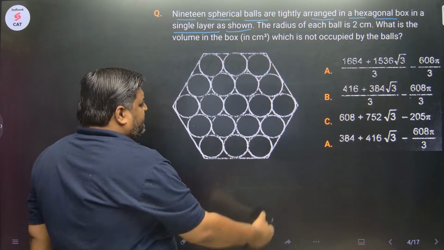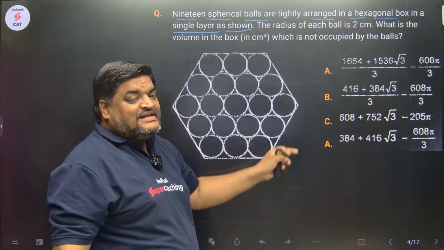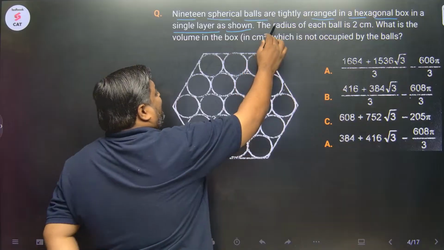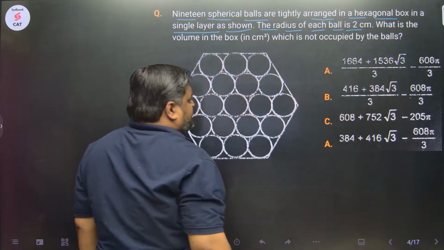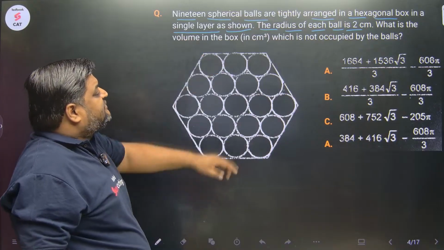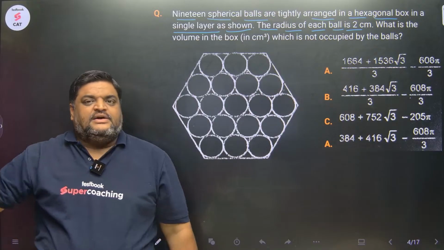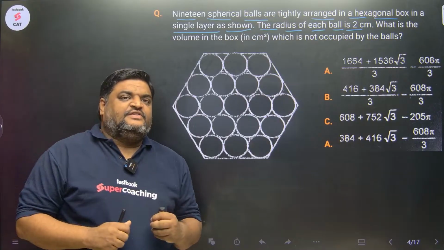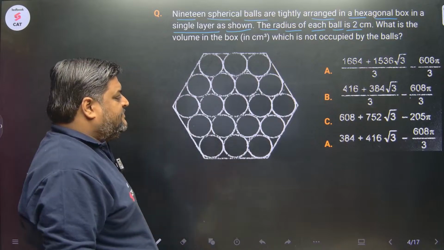The height is not visible, but we know that the height of this hexagonal box would be the diameter of the sphere, because the balls fit tightly into it. The radius of each ball is 2 centimeters. What is the volume in the box which is not occupied by the balls? So what do you have to do? Find the volume of the box, then the volume of the 19 spherical balls, and find the difference. You have to find the volume of the box that is not occupied by the balls.